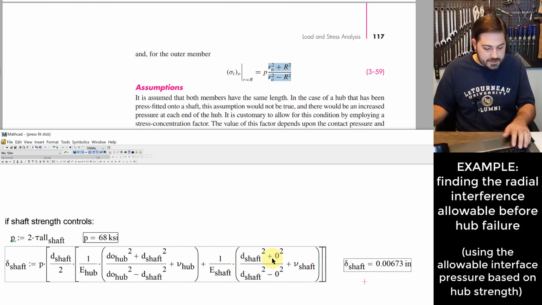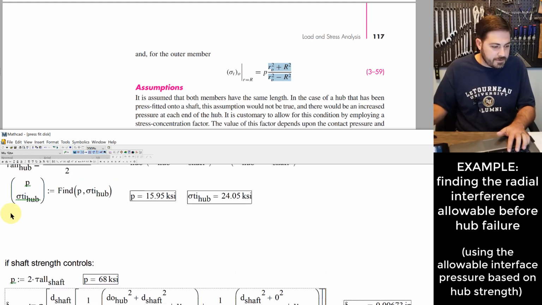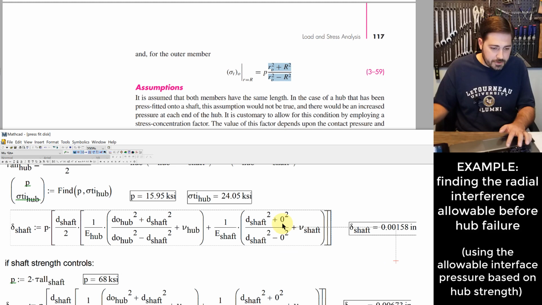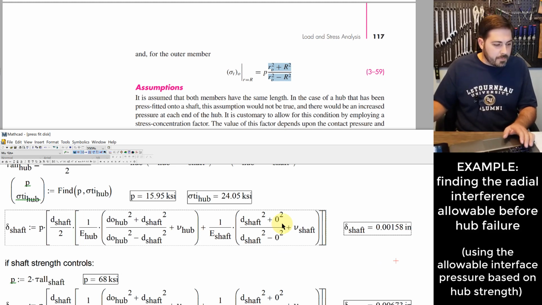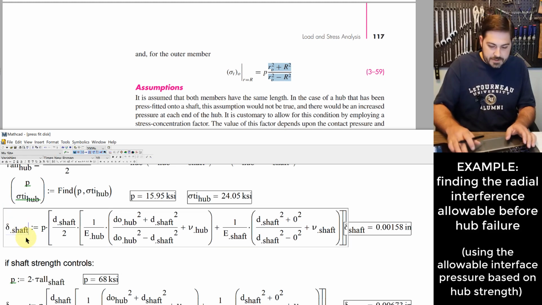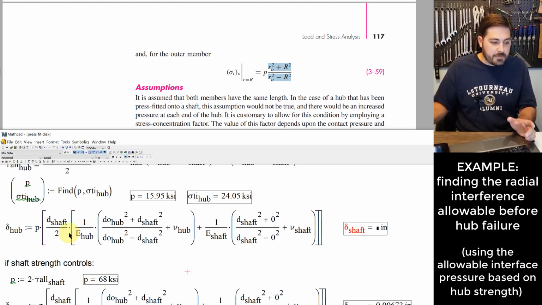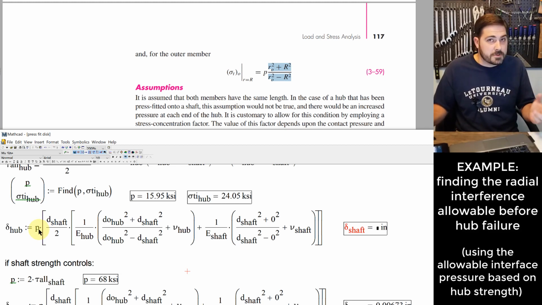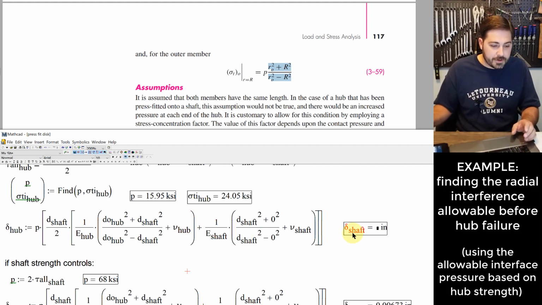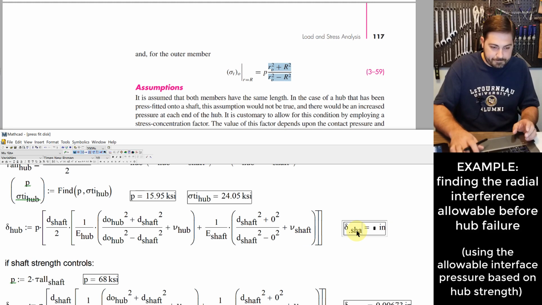And again, because I like to make my efforts as efficient as possible, what I'm going to do is use this equation again, but modify it slightly. And I don't actually need to modify it much because I really just need to rename it. All right. Everything else is the same. We're still dealing with the same kind of type of interface pressure. It's a different value of interface pressure because now it's the amount that's controlled by the stress in the hub, but the relationship is still the same between interface pressure and radial interference. And so all I have to really do is rename this thing.